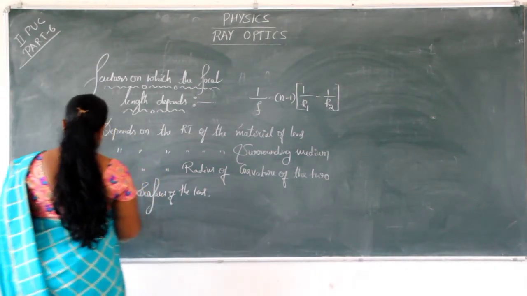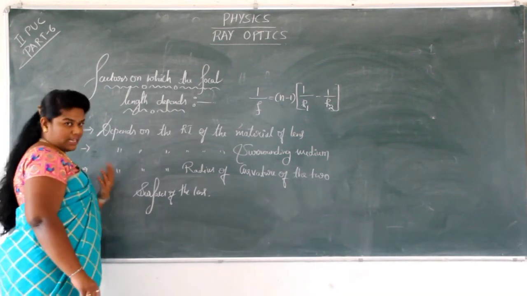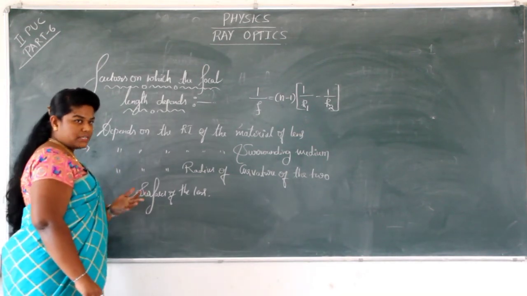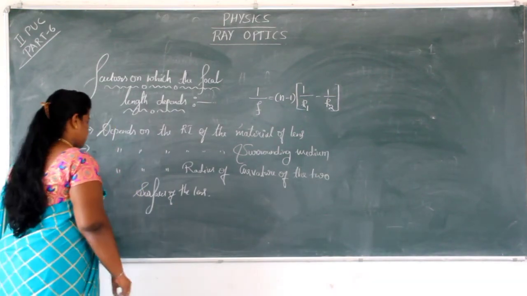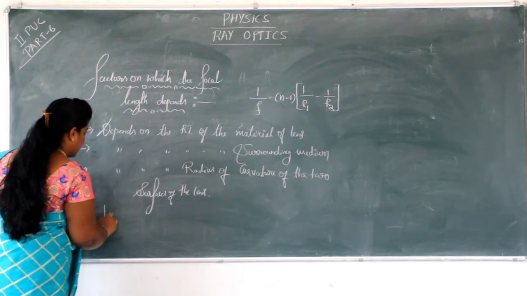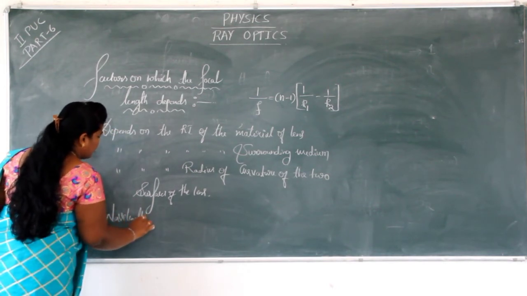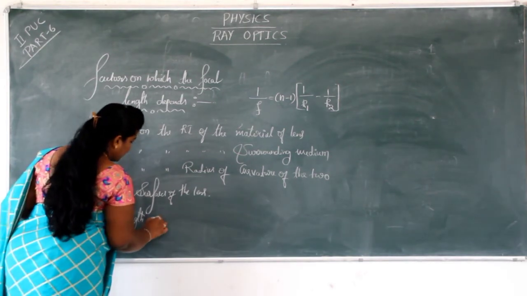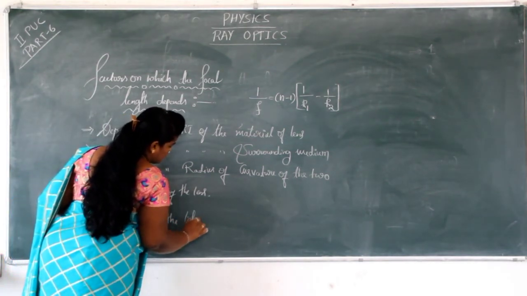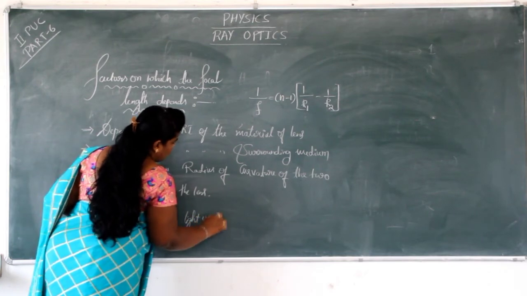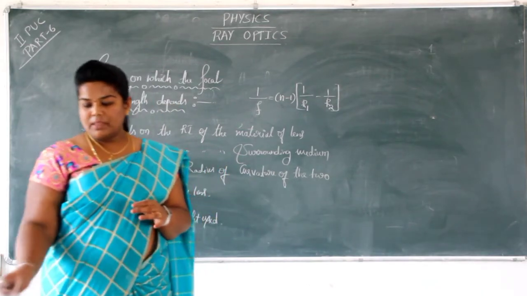Suppose I use a red color light, the refraction changes, that is the bending changes, the focal length changes, the focus point changes. You can also say that the power of the lens is adjusted with respect to the different colors, and different colors can be termed as wavelength. It depends on the wavelength of light used. Yes, these are the four points on which the focal length depends.